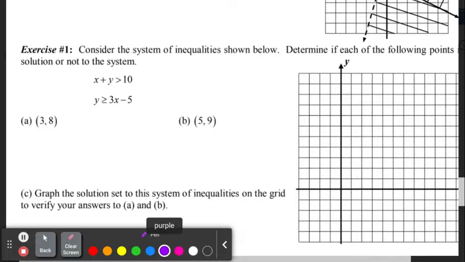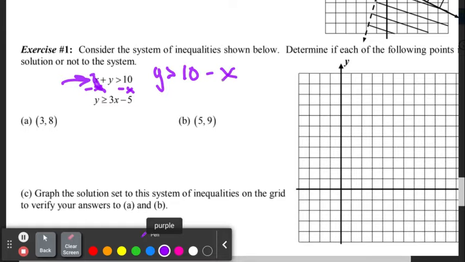So I'm going to graph this guy first. And it says x plus y is greater than 10. Well, in order to graph this, I have to get y by itself. So I'm going to subtract x on both sides of the inequality. And then I have y greater than 10 minus x.